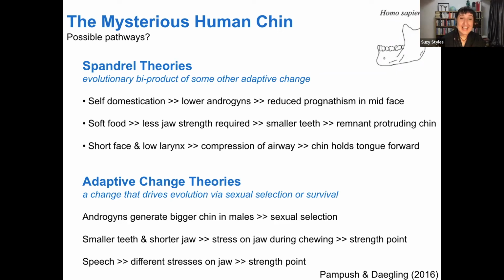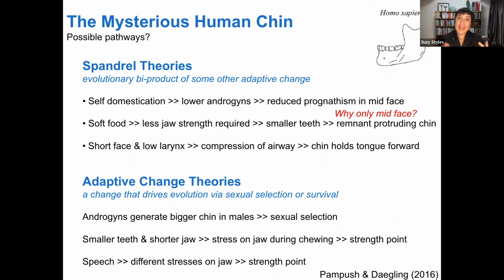The first theory is that if humans were starting to move down the pathway to self-domestication by selecting mating partners who showed less aggression, the lower androgens, the lower sex hormones that can be associated with both jaw size and also with aggression, may have resulted in reduction of the size of the mid-face, leaving behind the chin as a remnant. But we might ask ourselves, why would it only affect the middle part of the face and not the whole lower part of the snout?